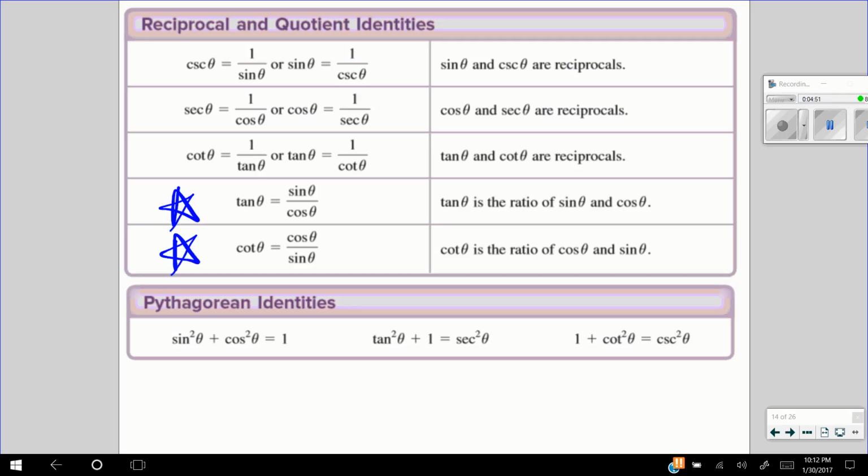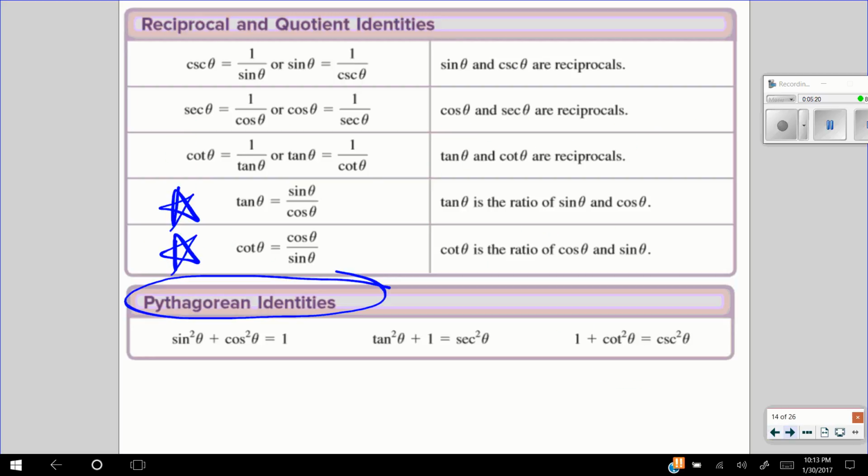And these Pythagorean identities. Sine squared plus cosine squared equals 1. And then the following two are just derivations of that. So tangent squared plus 1 is secant squared, and 1 plus cotangent squared is cosecant squared. Okay? So we're going to be using those in a later section, but you are going to need to know those properties or those identities. So you might want to take a second to write those down.